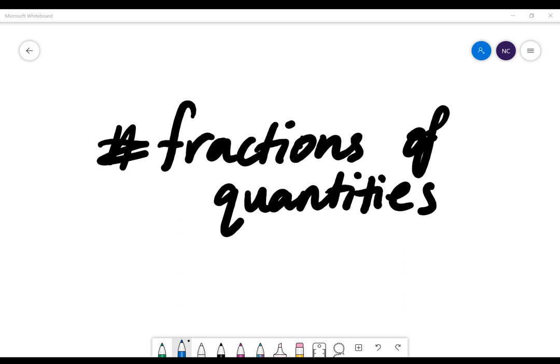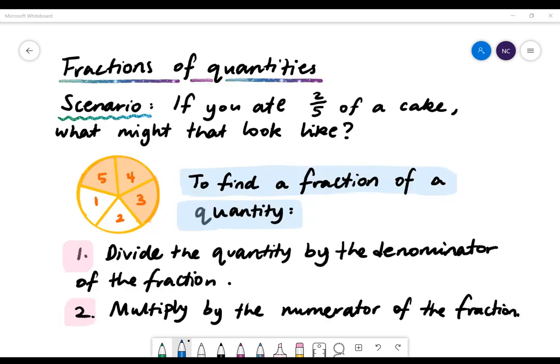Today we're going to be looking at fractions of quantities. To help us to understand fractions of quantities, let's first take a look at this scenario. If you ate 2/5 of a cake, what might that look like? You might imagine a circular cake cut into 5 slices. You take 2 slices away so that you are left with 3 slices.